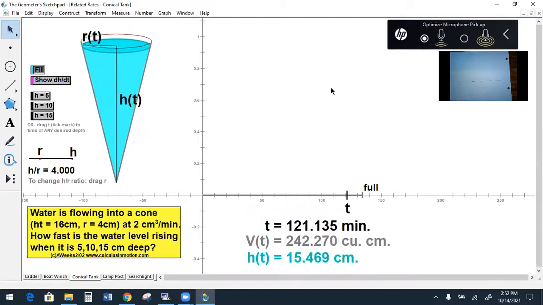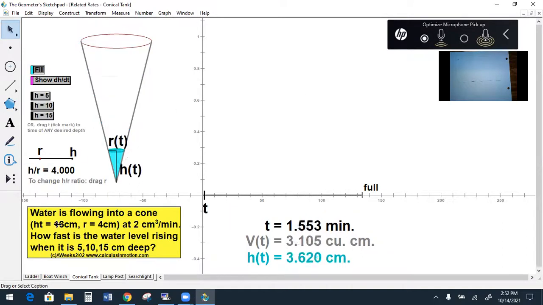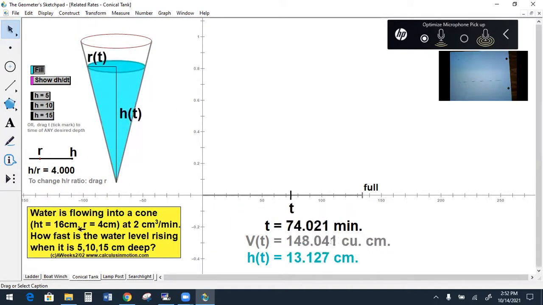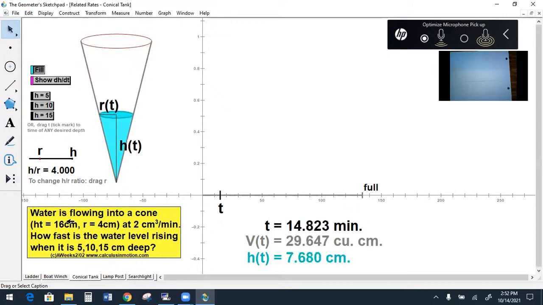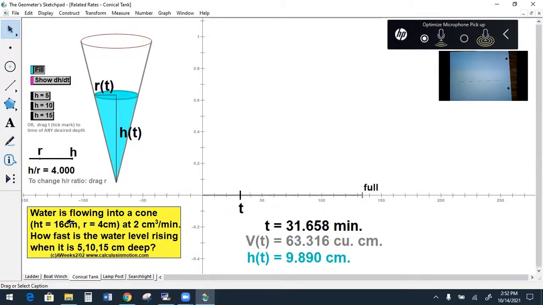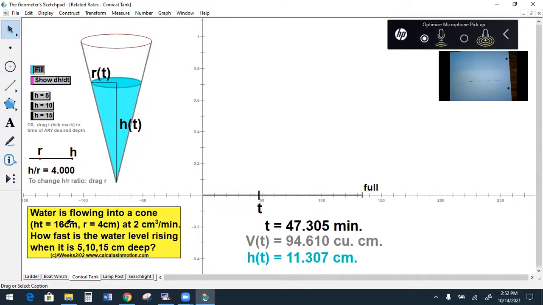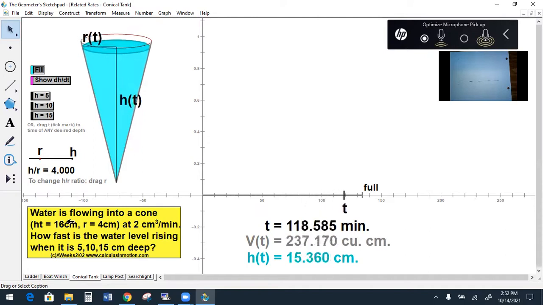Water is flowing into a cone. It is not the incredible growing cone. The height of the cone is 16 centimeters. The radius of the cone is 4 centimeters. That's not changing. What is changing is the radius and the height of the water in the cone. Does that make sense? Cone, same size. Water, different size. Water's changing, all right?